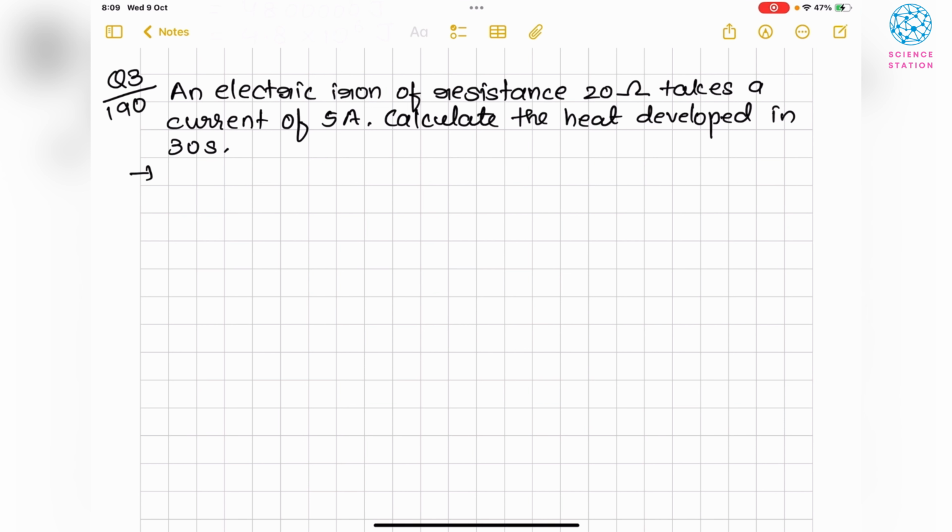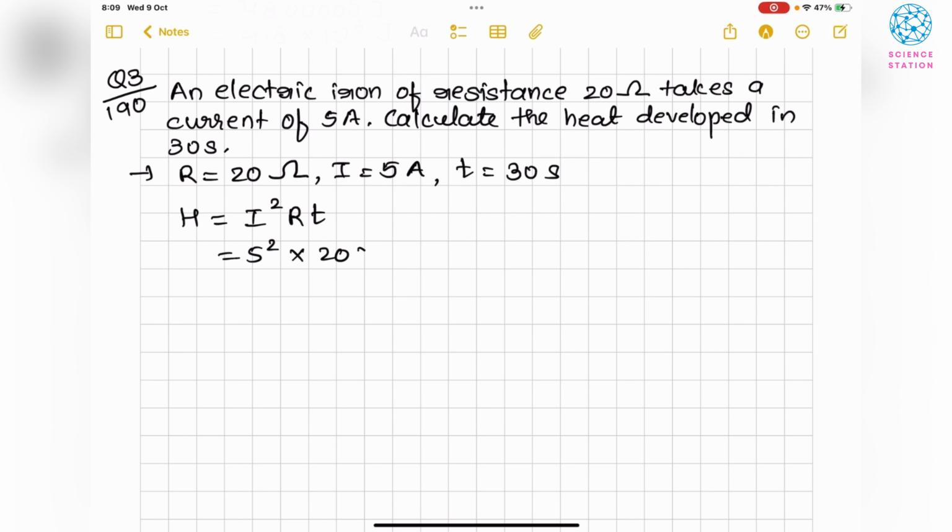Next, question 3 on page 190 says an electric iron of resistance 20 ohm takes a current of 5 ampere. Calculate the heat developed in 30 seconds. So here R is 20 ohm, I is 5 ampere, and T is 30 seconds. So heat generated H will be I square R T. That will be 5 square into 20 into 30. If I solve it, it will be 1500 joule, and in standard form, 1.5 into 10 raised to 3 joule.